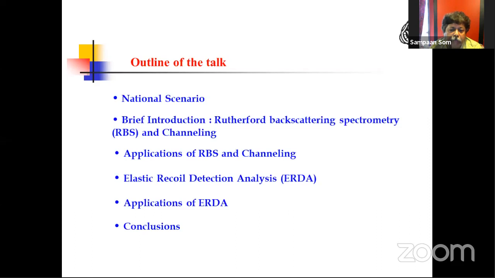And then I'll briefly touch upon elastic recoil detection analysis, in short known as ERDA. It is basically to detect hydrogen and its isotopes, which are otherwise difficult to probe by most analysis techniques because of their lightest possible mass. And finally, I will conclude.